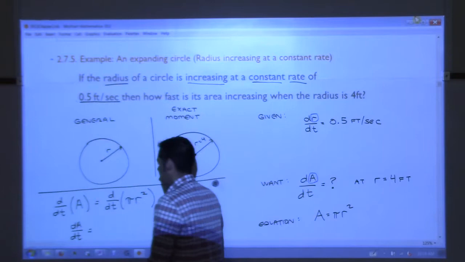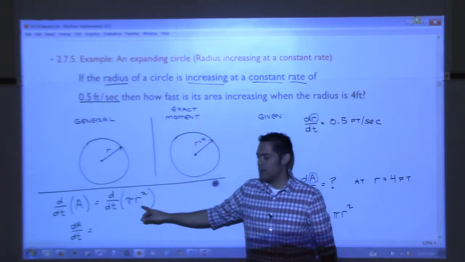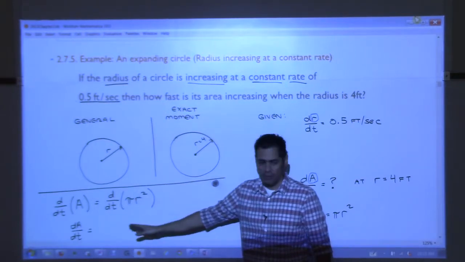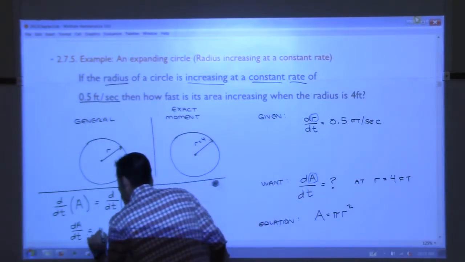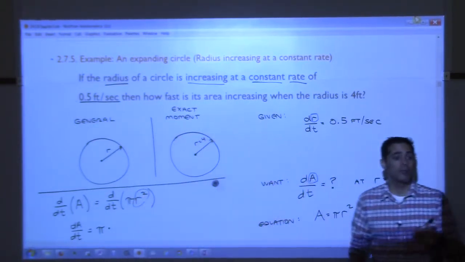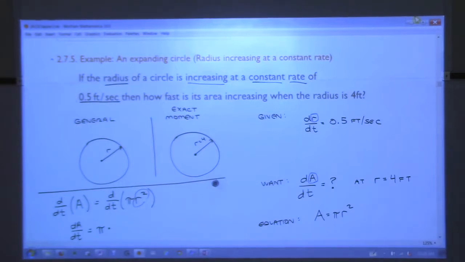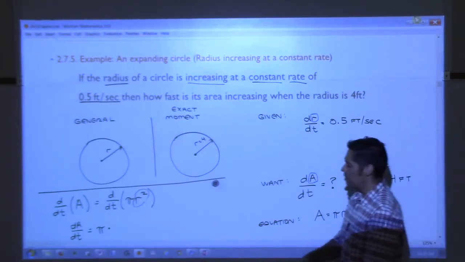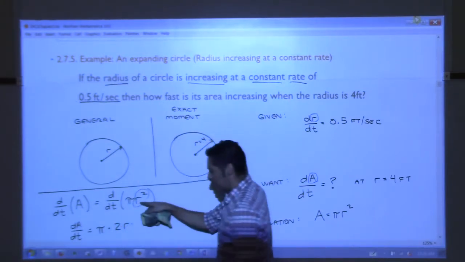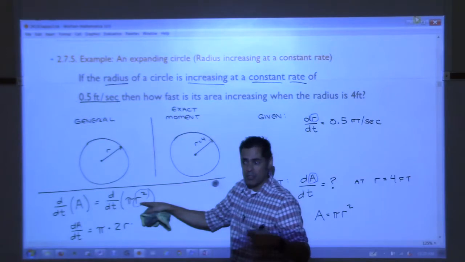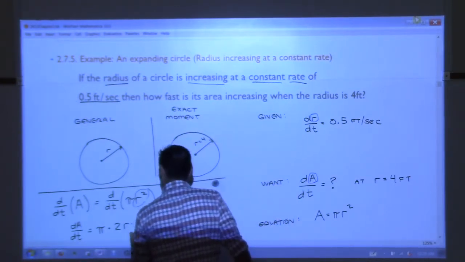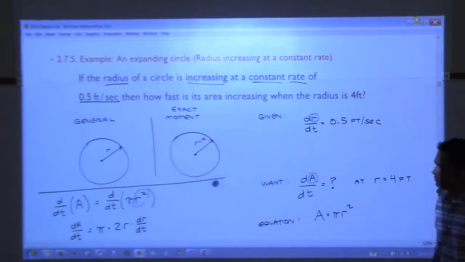Now, on the right side, I have pi r squared, and I'm differentiating with respect to time. Pi is a constant. It's going to come for the ride. So pi is coming down here. And now I need to take the derivative of r squared with respect to t. 2r, right? First, power rule. 2 comes out, 2 times r. Then chain rule says take the derivative of what's down there, which is dr/dt. There it is.